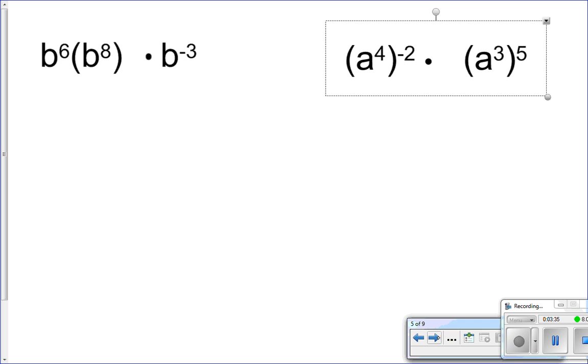Take a moment and try these two on your own. If you need to, pause the video. If you have to, you can always stop and go back and re-watch the previous slide.